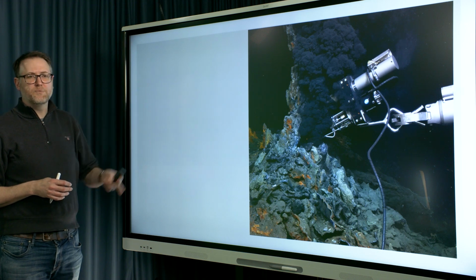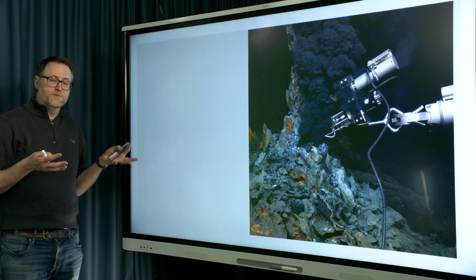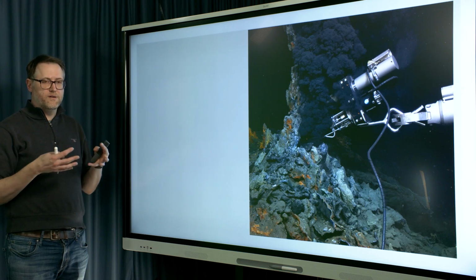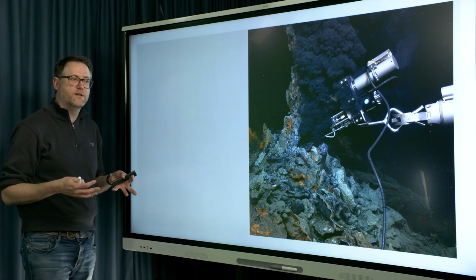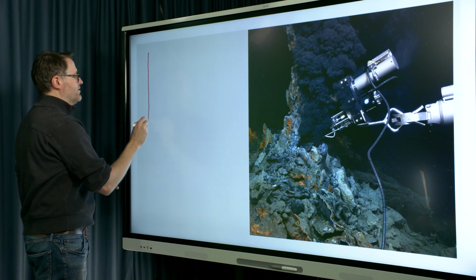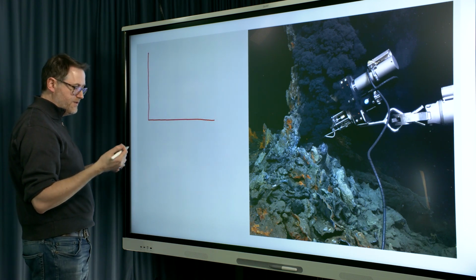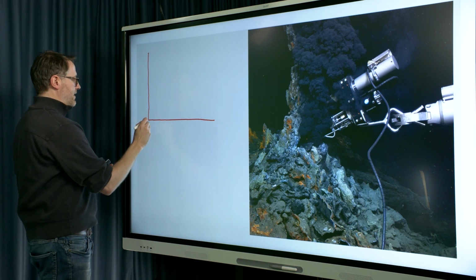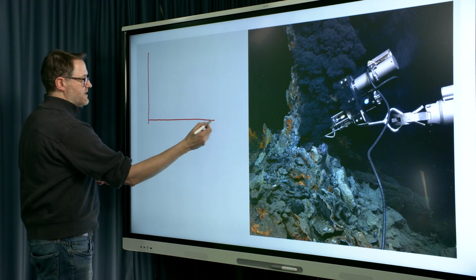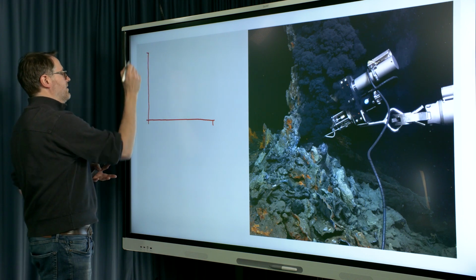I would take two separate ones of these, and then I actually try to understand and calculate, which is what I'm going to show you now, what we call the end-member hydrothermal fluid composition. Whenever you've got a hydrothermal fluid coming out from the crust into seawater, you essentially have a mixing process going on. And so I'm going to draw a little XY plot here.